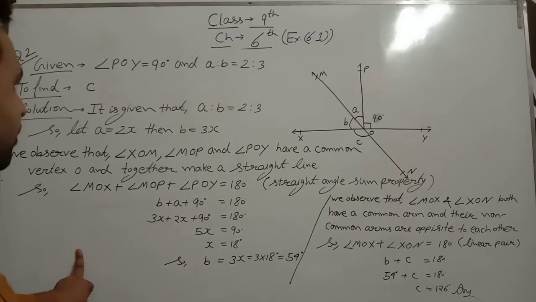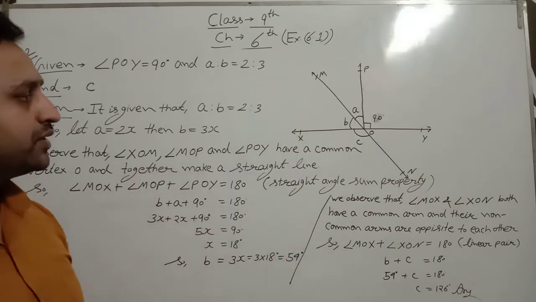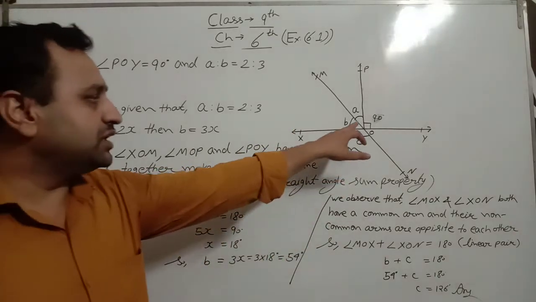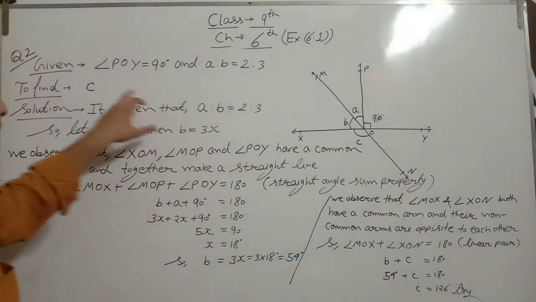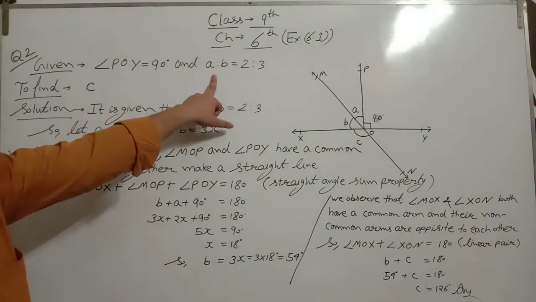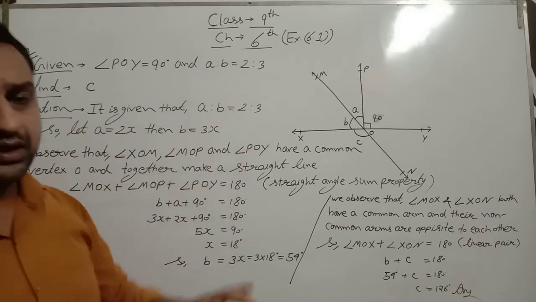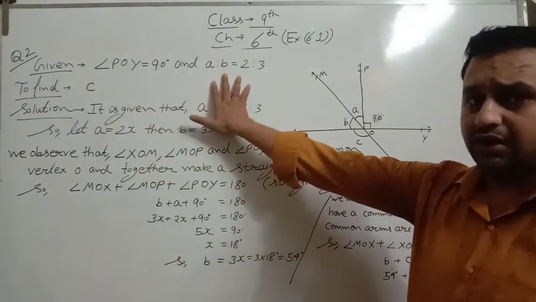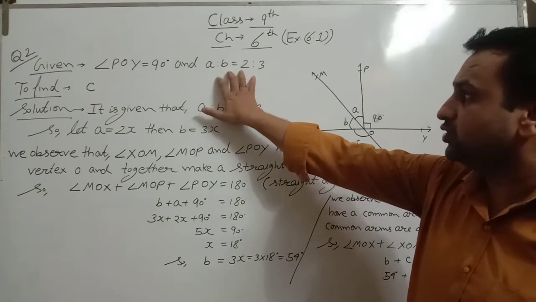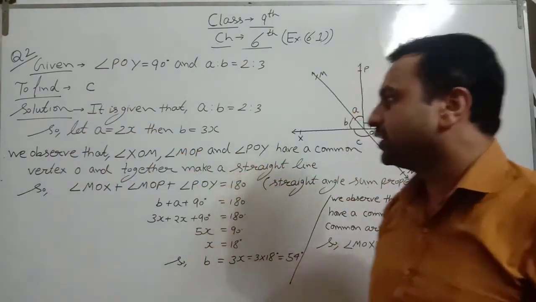Okay students, now we start question number 2. In question number 2, the figure is already given, in which the angles are small a, small b and small c, and it is 90 degrees. And the special condition is A/B equal to 2/3. Remember, if a ratio is given in the question, that is a special case, and in the solution we first use this special case. To find C, solution.